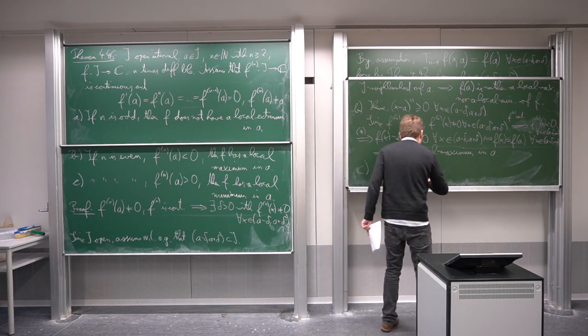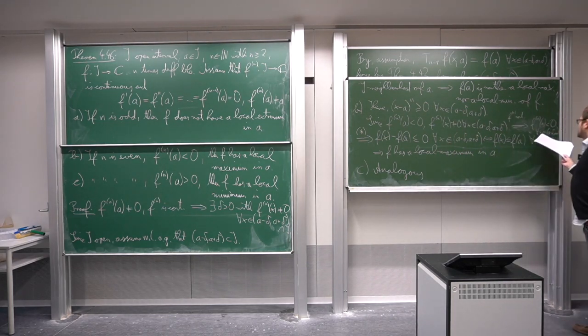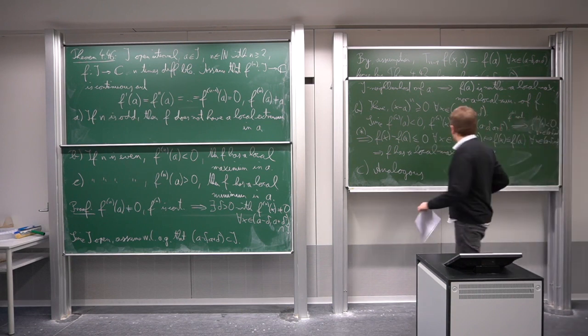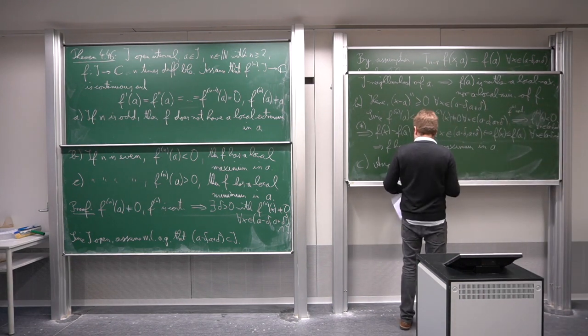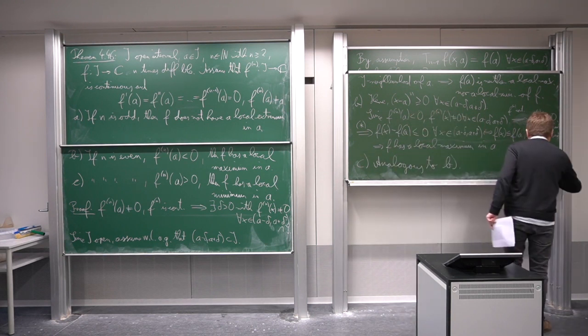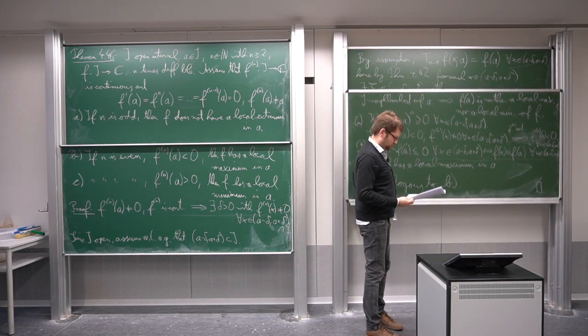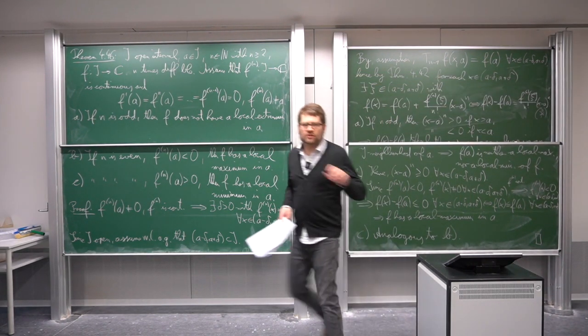And part C is just the same argument, so I won't do this again. There you simply reverse all the inequalities, because there this expression here is positive, and so the same argument shows that this is bigger than or equal to 0, and we can proceed in the same way to get the minimum here. So this really clarifies our classification of local extrema of differentiable functions. Okay, after erasing, I will give you one example.